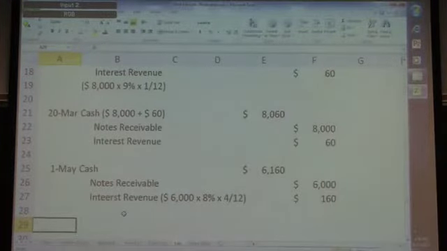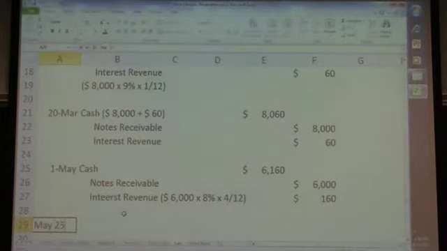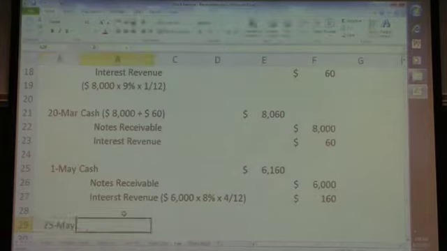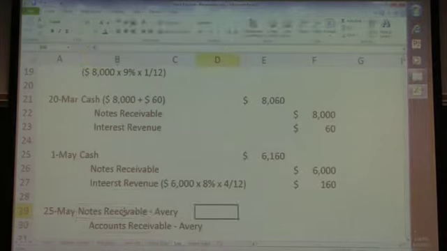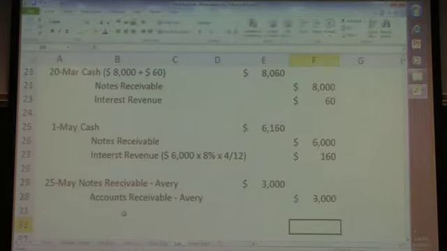So on May 25th, I will be debiting my notes receivable for Avery, and I'll be crediting my accounts receivable from Avery, which is worth $3,000 and $3,000.